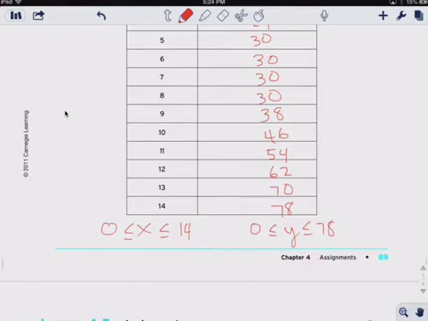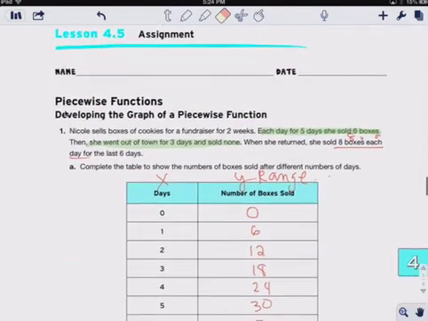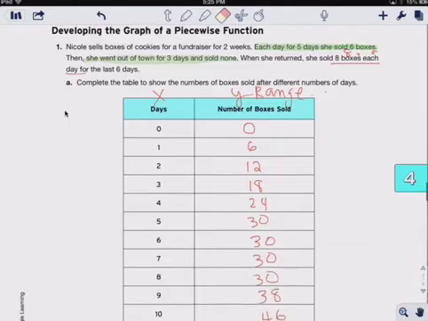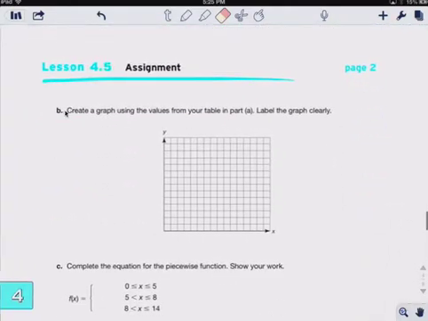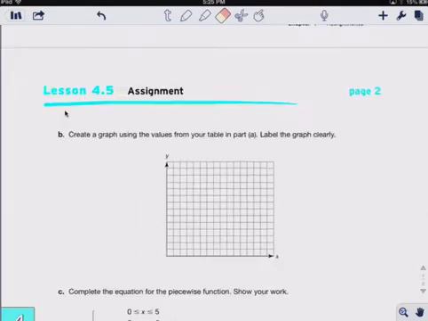Anyways, that's a whole domain, but each group of the graph has its own domain. 0 to 5 days, you would write that. You'll see. Okay. Anyways, talking too much. Graph. Create a graph using the values from your table. Oh my gosh. Okay.